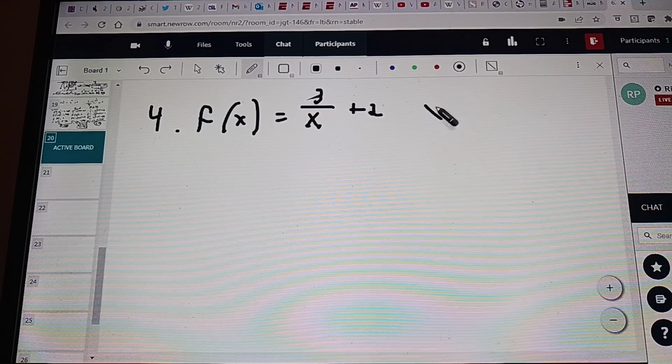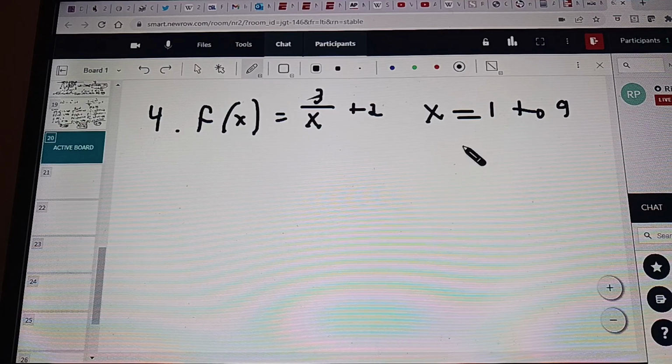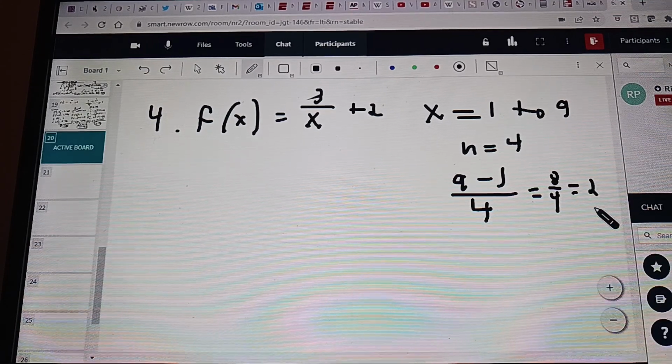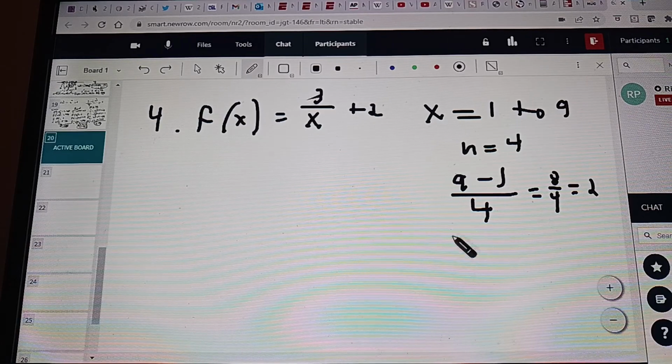We're going from 1 to 9, and they still want 4 rectangles. So you need to do 9 minus 1 over 4: the end minus the beginning, divided by the number of rectangles. 8 divided by 4. This means the width of each rectangle is 2 units.